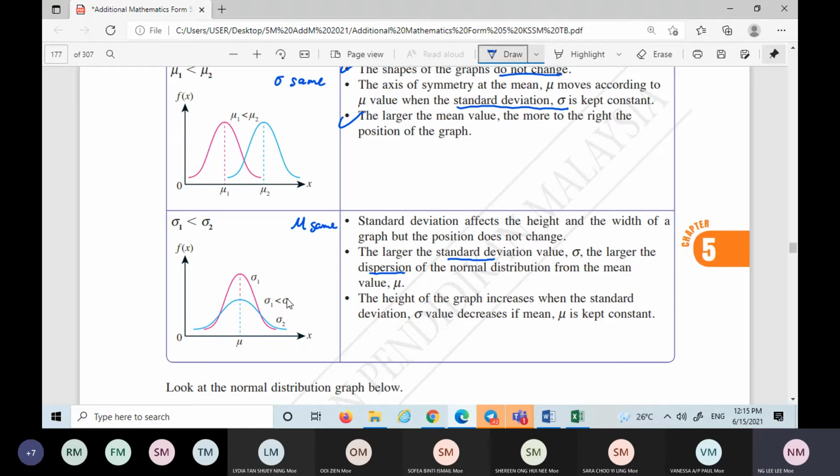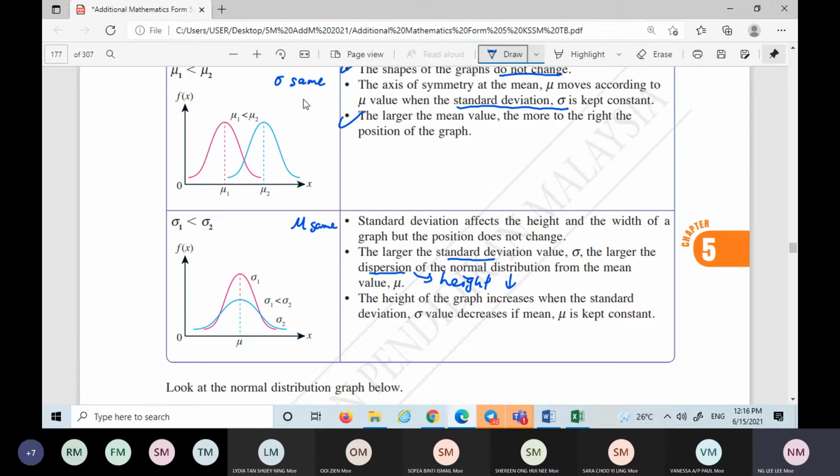Okay, the blue one, the standard deviation is bigger or larger than the pink one. Once the graph spreads wider, this will bring down the height of the graph. The height of the graph will go down. So these two you have to know.